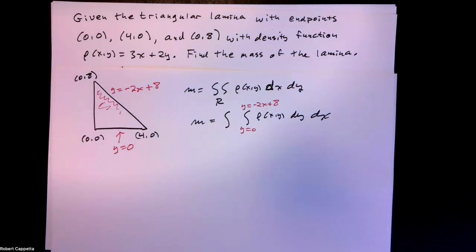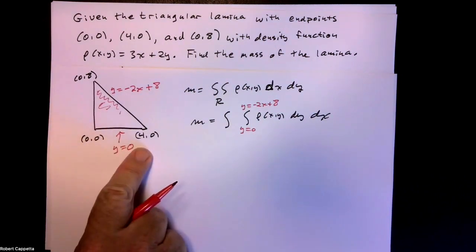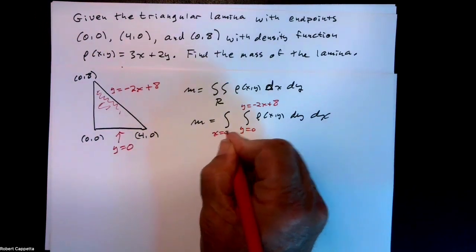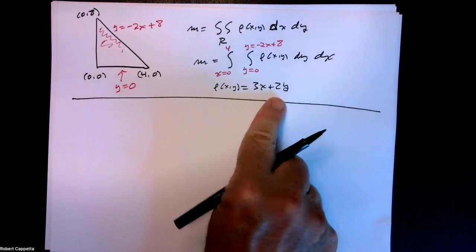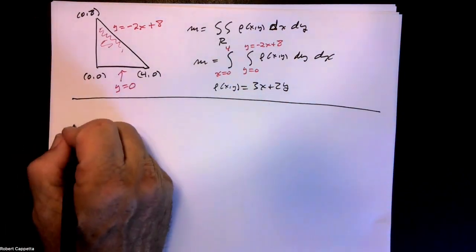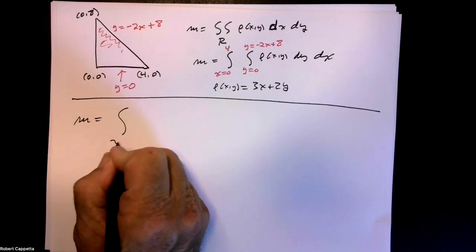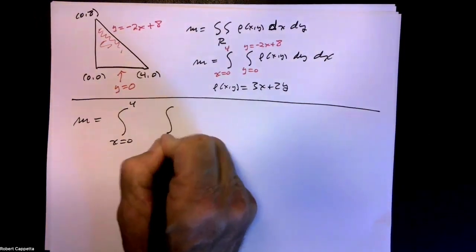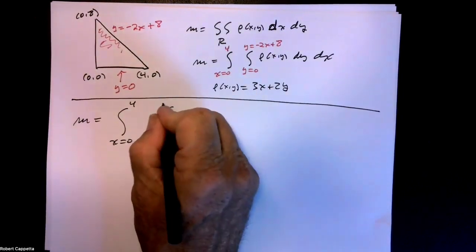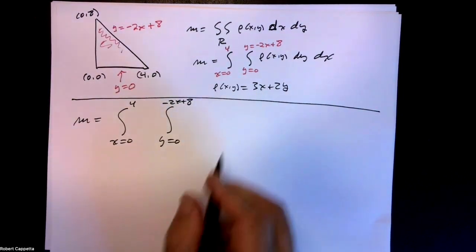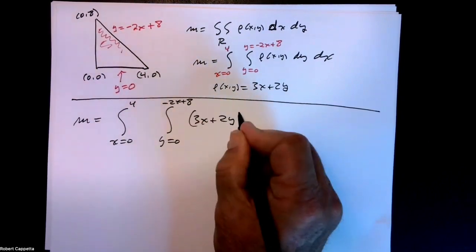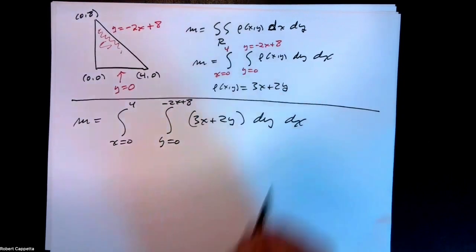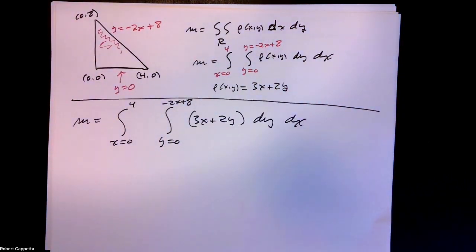Now, what does x range from? The lowest x I ever see is 0. The highest x I ever see is 4. So this is what we have to evaluate. So let's do that. Recall the density function, rho of xy is 3x plus 2y, which will give me the following. X from 0 to 4 on the outside, y from 0 to negative 2x plus 8 on the inside. Density function 3x plus 2y, dy dx. And we are ready to do our evaluation.